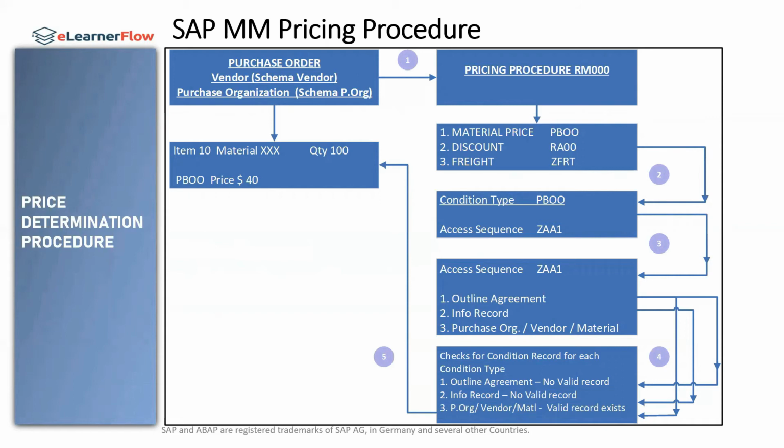Once the pricing procedure has been identified by the system, the pricing procedure consists of various condition types. Like if you look at the material price, your PB00, you have discount RA00, freight ZFRT. So depending on whatever condition types you have defined, the system will automatically identify those condition types. And the next step, what it will do is for these condition types, it will go to the relevant access sequence.